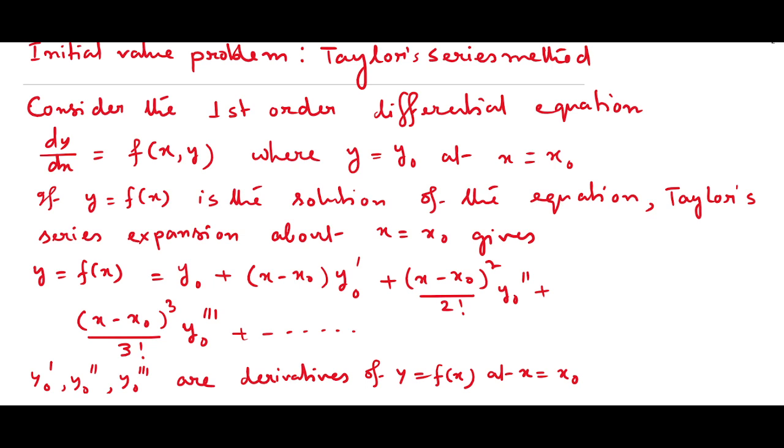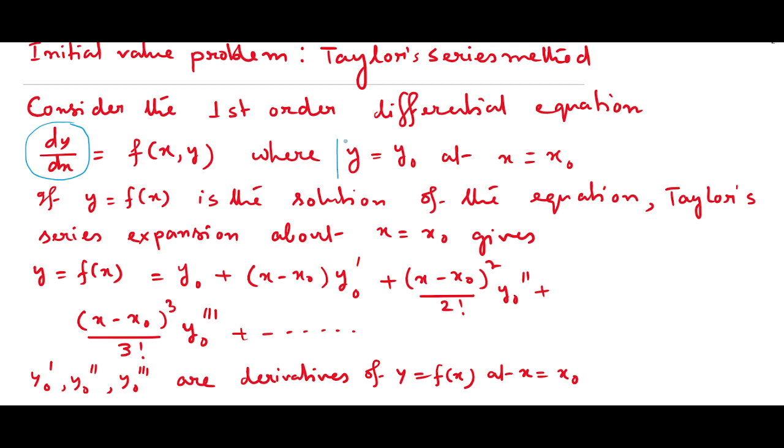Today we'll learn what is Taylor series method. Now this comes under initial value problem. So see, first we have taken a first order differential equation. First order differential equation means we'll see dy by dx. So I'm talking about this dy by dx, right? Here we have taken that dy by dx equals to f of x comma y. So our right hand side is a function of x and y.